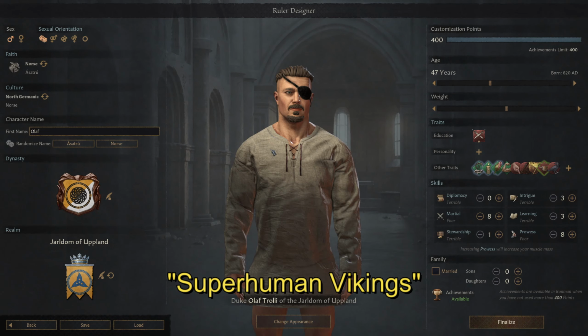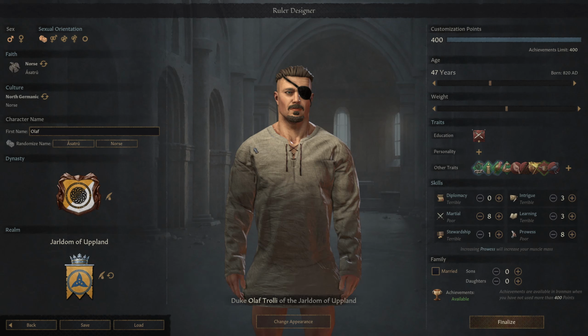The next builds are for genetically superior Vikings. Instead of rapidly forming an empire, the goal here is to use our custom ruler to start a genetics program and eventually a witch coven to produce superhuman Vikings later in the game.